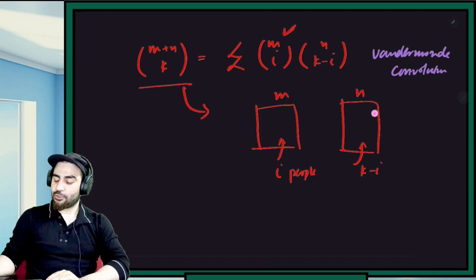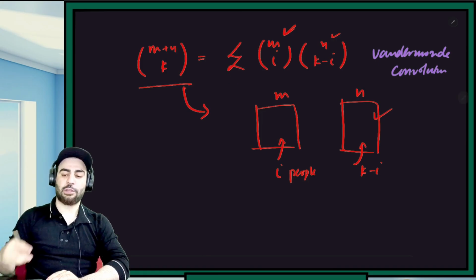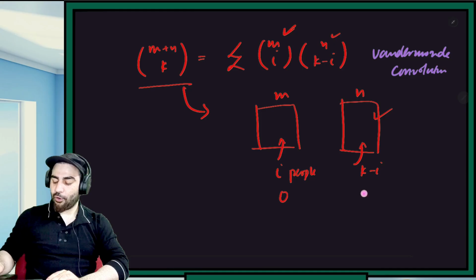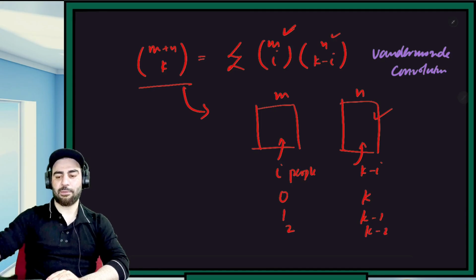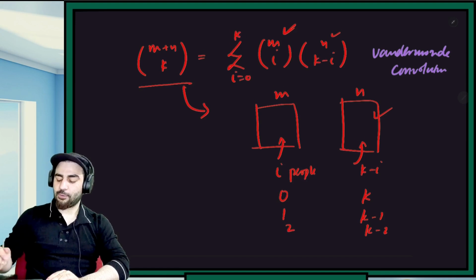And then from here you are choosing k minus i people out of these n people. But you now know that this i can vary. Let's suppose this i can go from 1 to k. If you can choose, let's suppose, 0 people from here, then all the k from there. You can choose 1 person from here, k minus 1 from there. You can choose 2 people from here, and k minus 2 from there, something of this sort. So this i will go from 0 to k. Okay, that's why you are summing them up.